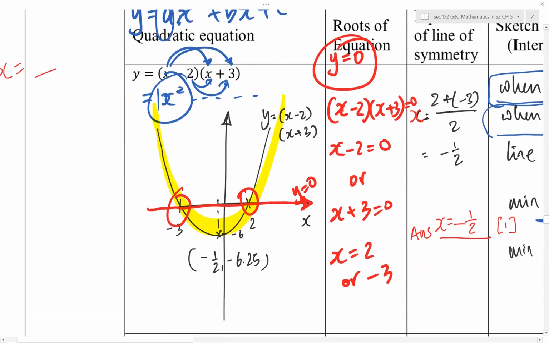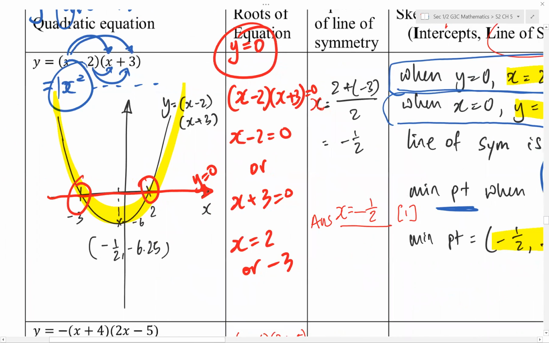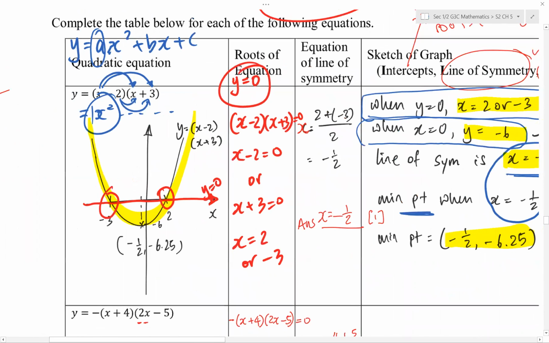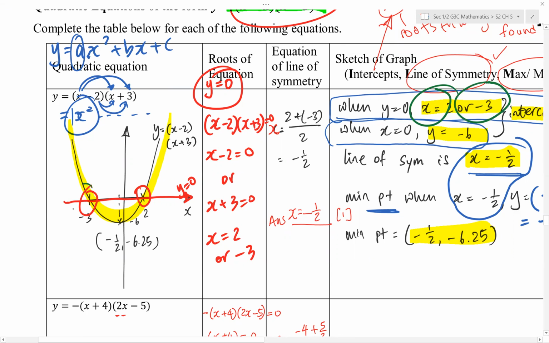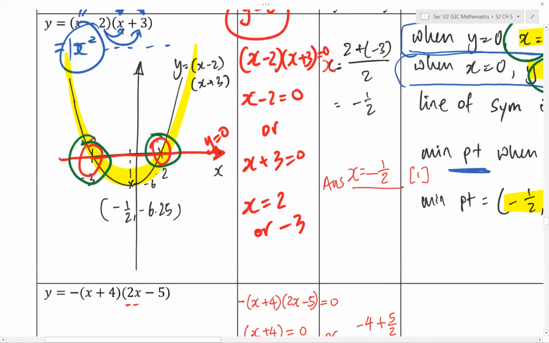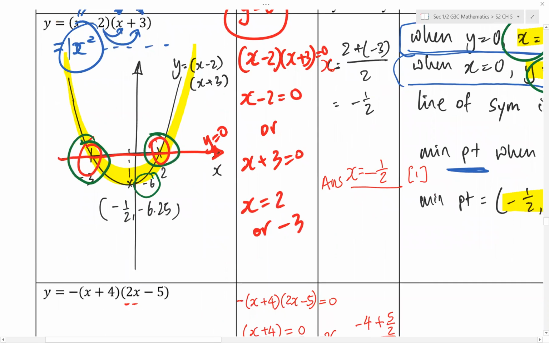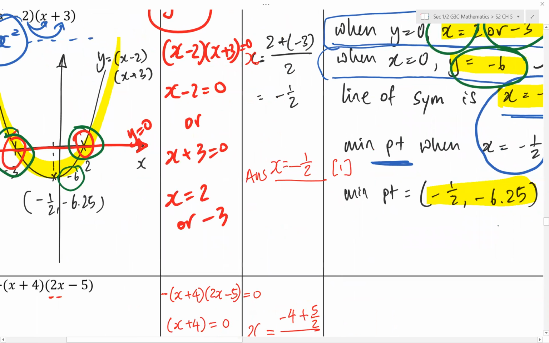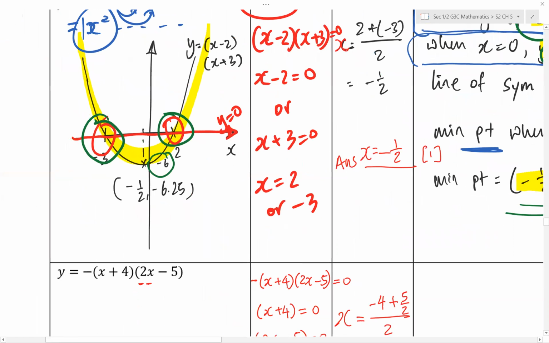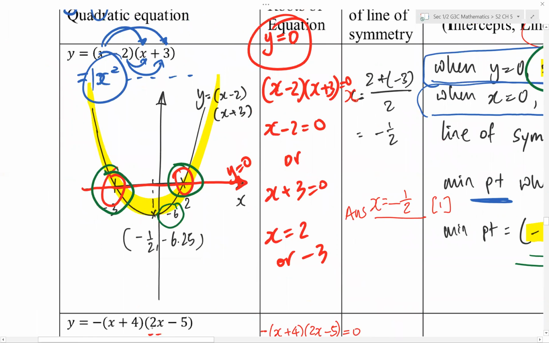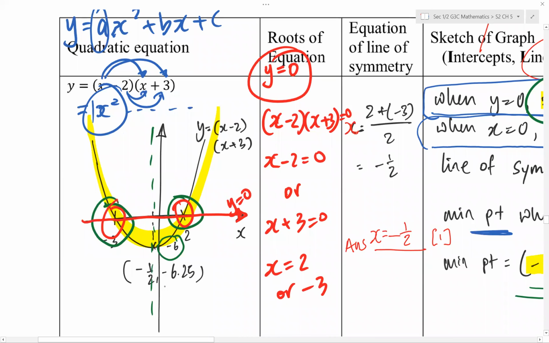This parabola opening upwards is going to cut your x-axis at 2 points. The 2 points are x equals 2 and x equals -3, as shown. Your smiley face is going to cut the y-axis at -6. Your smiley face has a minimum point of (-1/2, -6.25). -1/2 is the x-coordinate, negative, on the left-hand side of your y-axis. So -1/2 and -6.25.